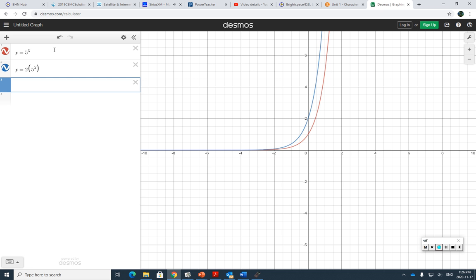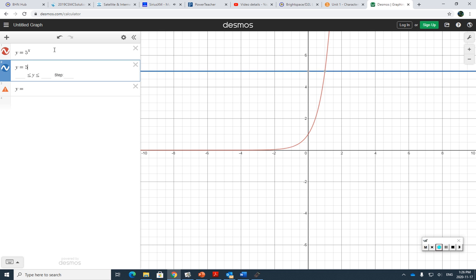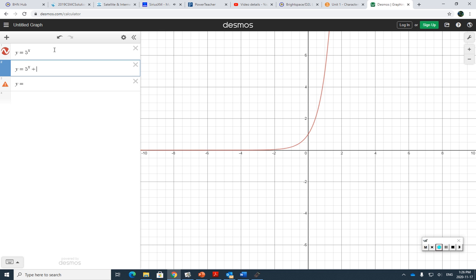And it color codes it too. You see there's one red, one blue. And then maybe, okay, what happens if I put a plus 3? Let me turn off that one. 5 to the x. And what happens if I put a plus 3 out here? Can you see it's moved up 3? Like, oh, well, what happens if it's plus 3 here?